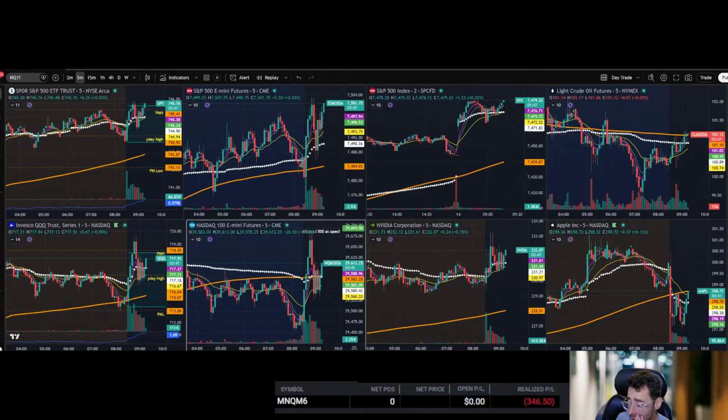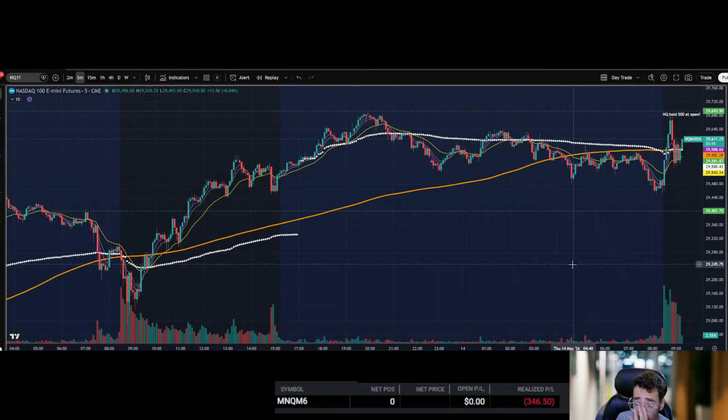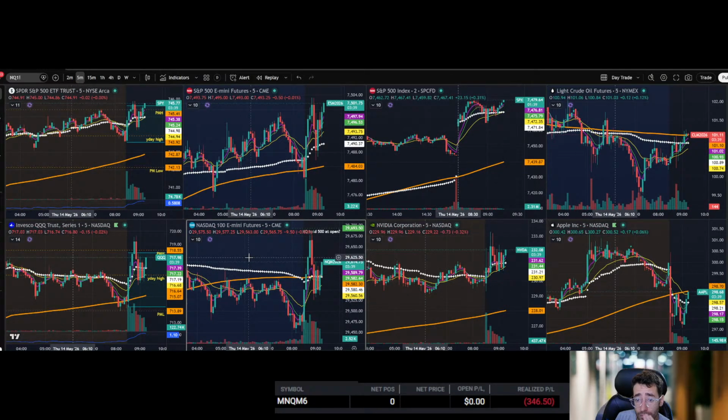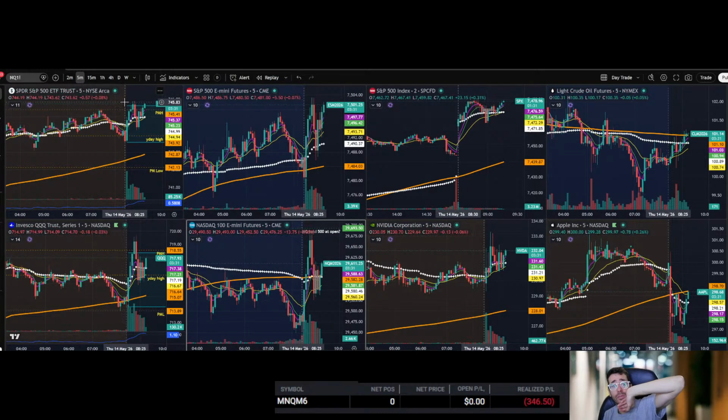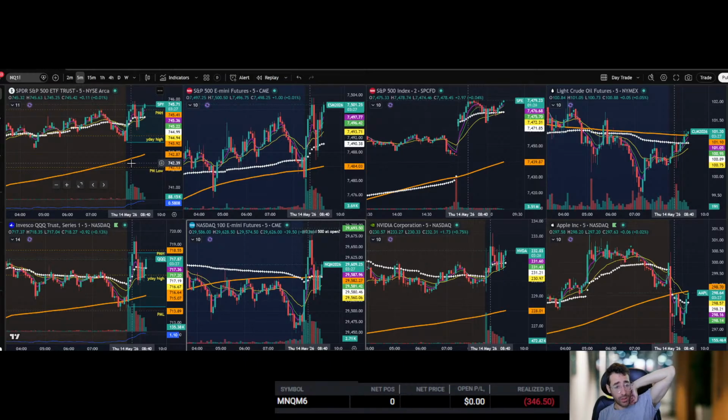then this was, honestly, kind of stupid. But now it looks like SPY's at high of day. We'll see what it wants to do here. Does it want to break high of day? Does it want to reject?